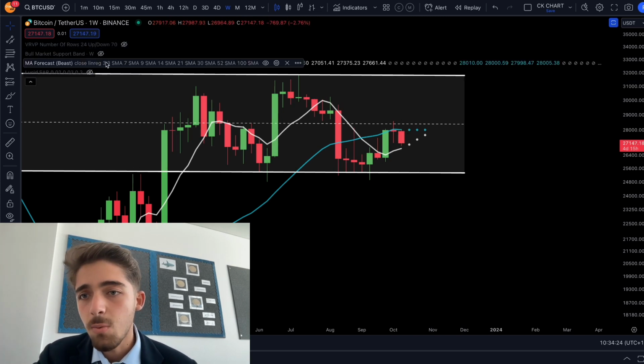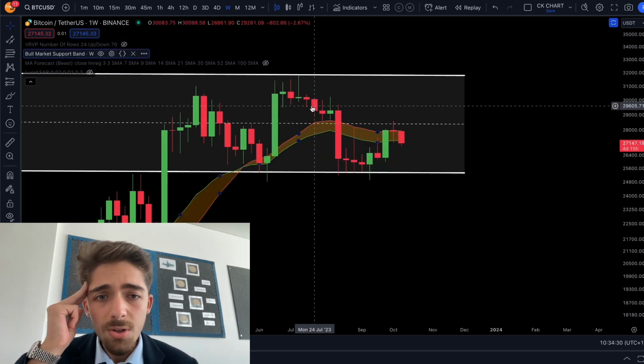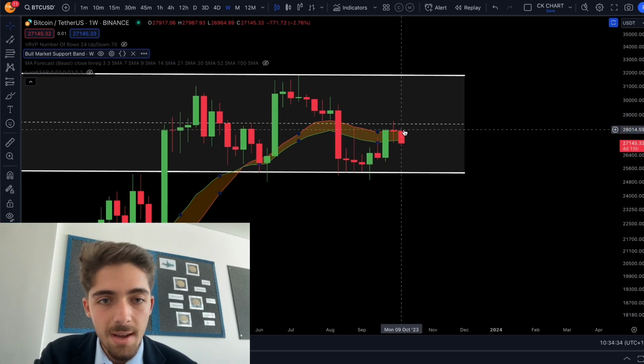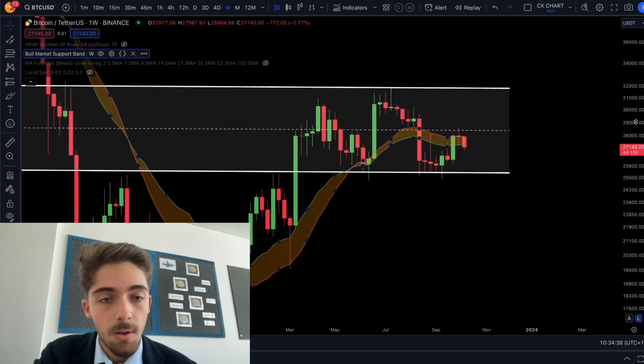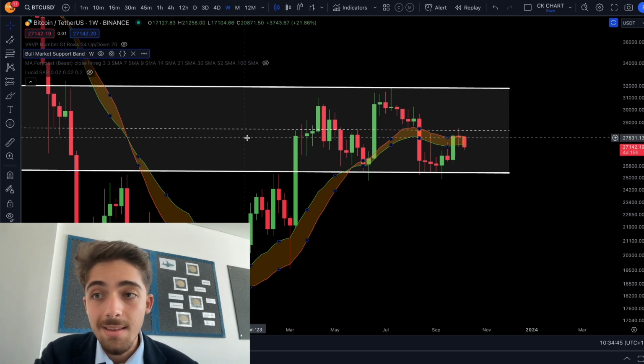Now, on top of this, if we get rid of the moving averages and put on the bull market support band, and this is something that Benjamin Cowen really likes to use, we're seeing a rejection right here as well from the bull market support band. Not great at all. And I've been talking about a retest potentially back to the $25,400 level for a while now, and I still do believe that this could happen.